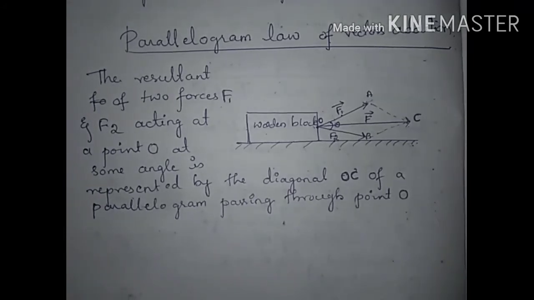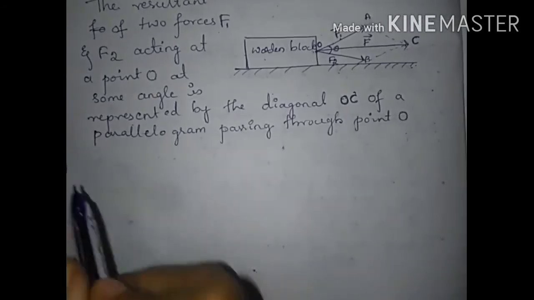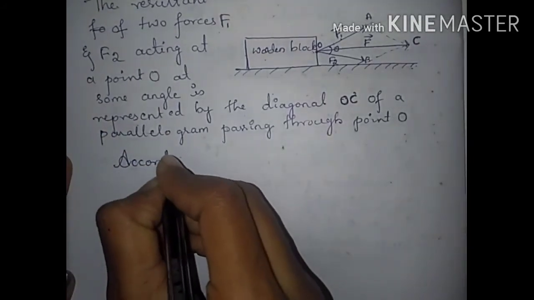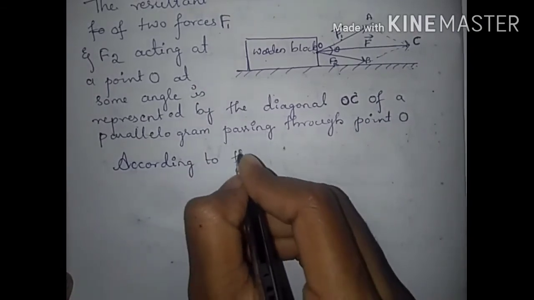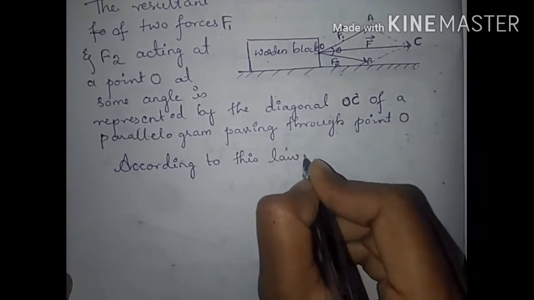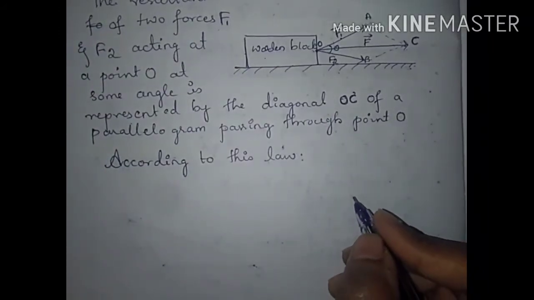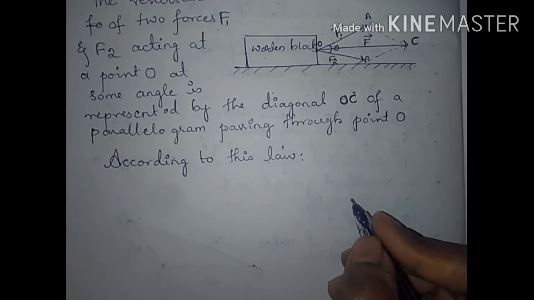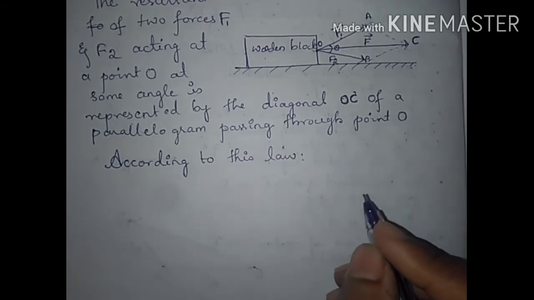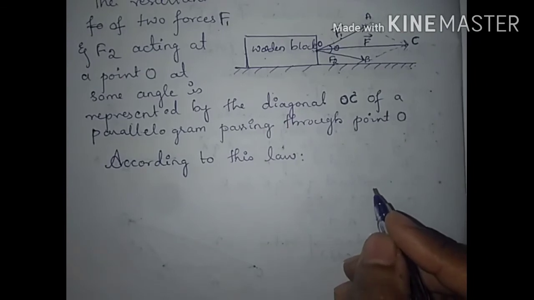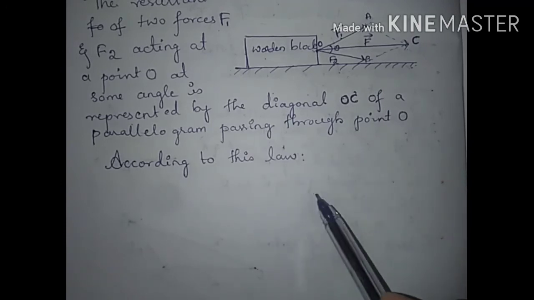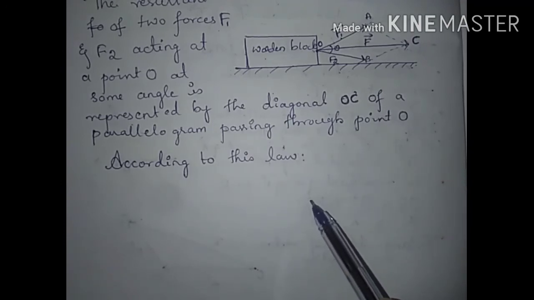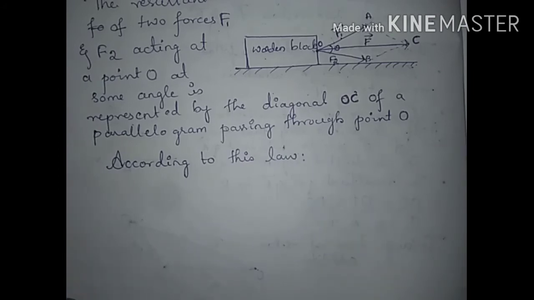So let us write what this law says. According to this law, if you have two vectors which are represented both in magnitude and direction by the adjacent sides of a parallelogram drawn from a point, then the resultant vector is represented both in magnitude and direction by the diagonal of the parallelogram passing through the same point.